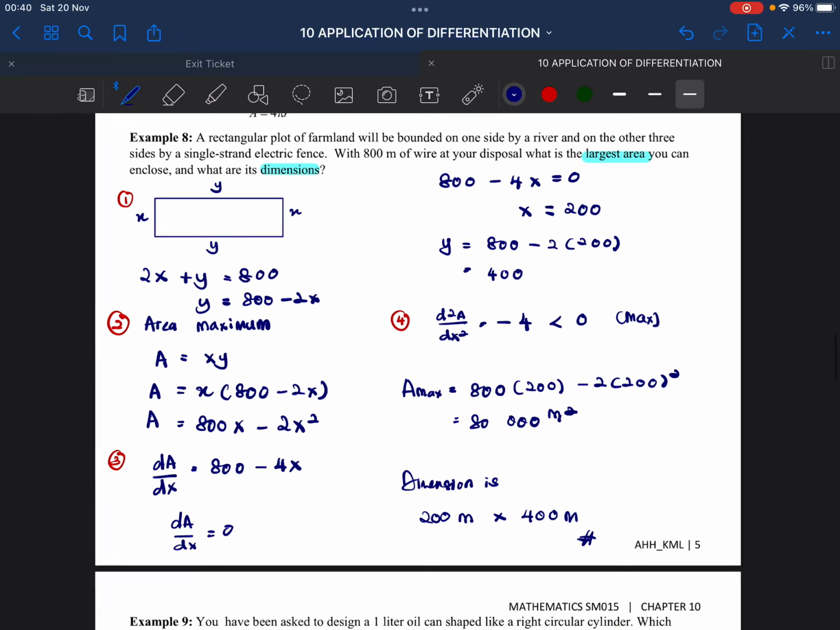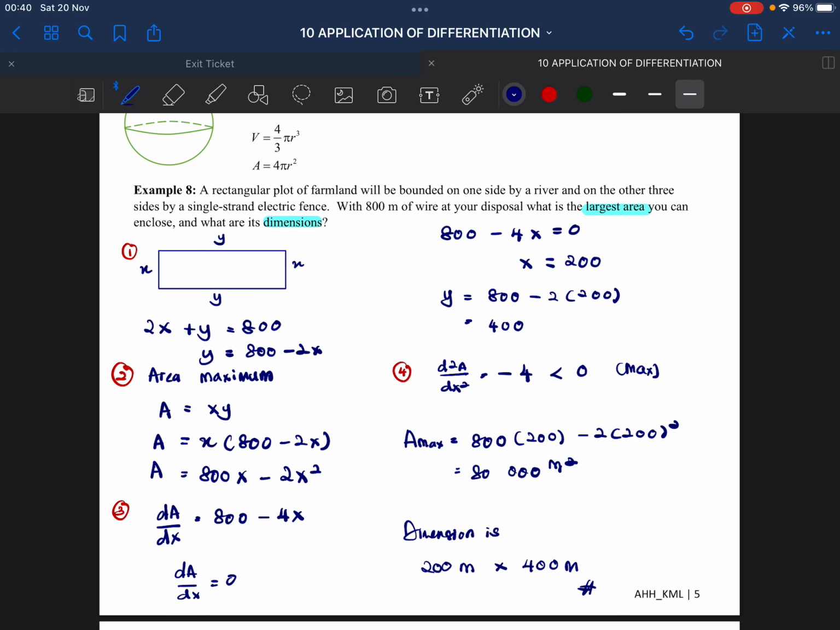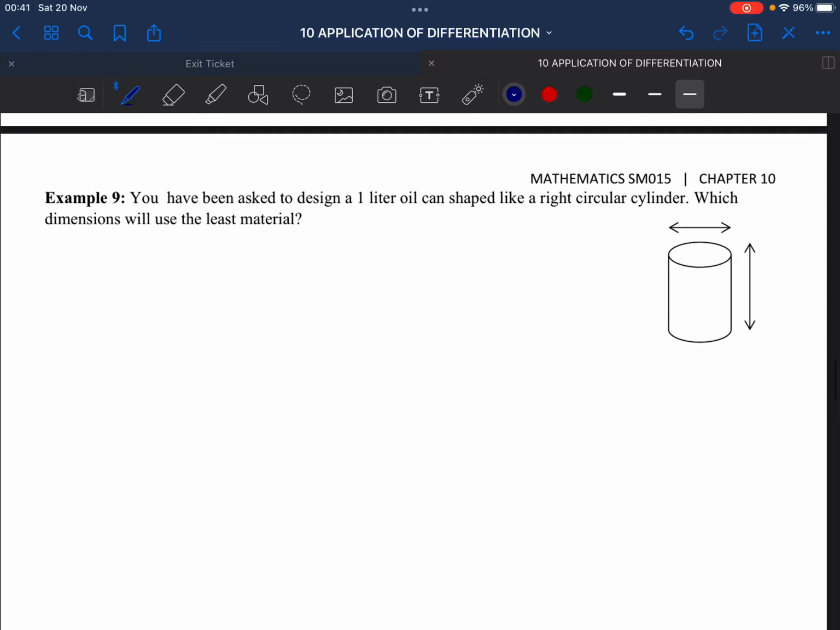Okay, so that is how you solve our optimization problem. First step, draw and write the equation that you have from the question. Second, what does the question want? And then make sure it is in a single variable. Third step, find your first derivative. Fourth step, find your second derivative. Okay, so now let's take a look at example 9.